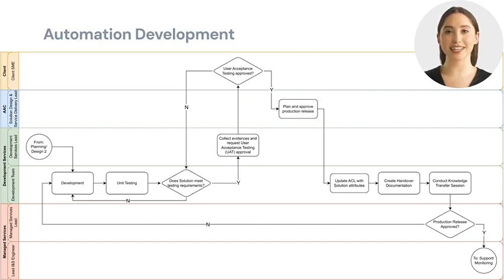If the UAT is approved by the client SMEs, the solution design and service delivery lead plans and approves the production release, and then the development team updates the automation catalog and library with solution attributes, creates the handover documentation, and then conducts the knowledge transfer session. If the production release is approved by the managed services lead, then the project moves on to support and monitoring. If it is not, it goes back to development.